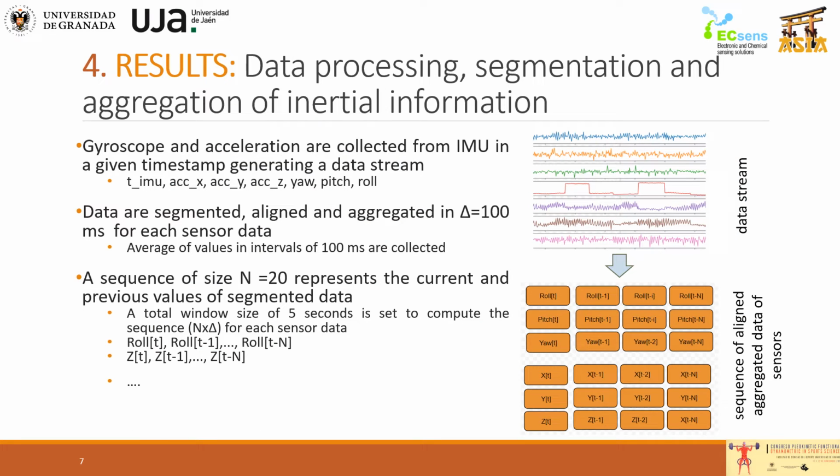Firstly, the gyro and accelerometer data from the IMU, in terms of acceleration values in x, y, and z axes, and the rotation angles yaw, pitch, and roll, is collected with their corresponding timestamp. Then, all these data are segmented, aligned, and aggregated every 100 milliseconds by averaging for each sensor. Subsequently, a 20-point sequence corresponding to a 5-second window of data is constructed.